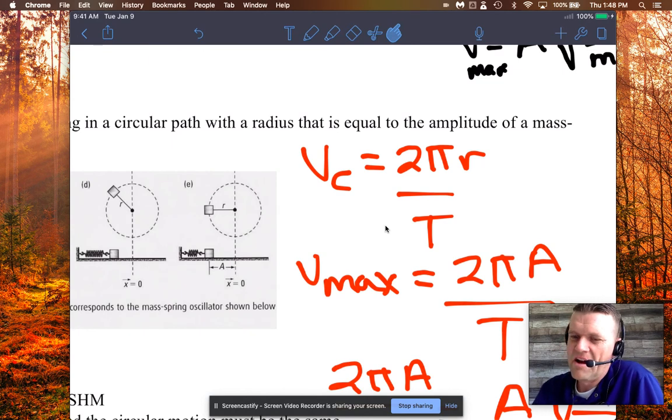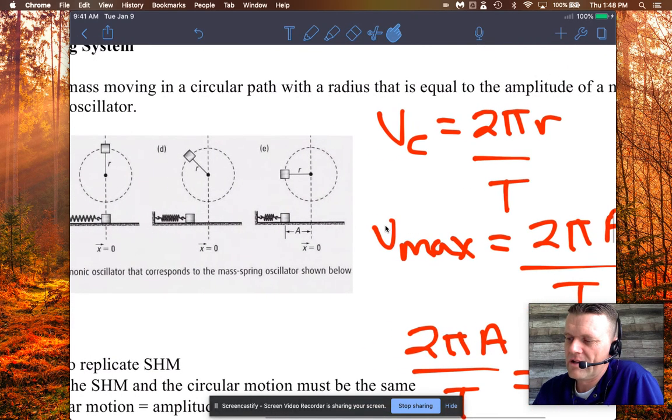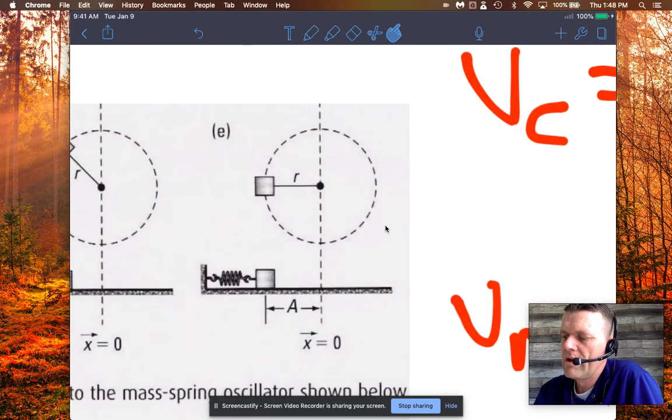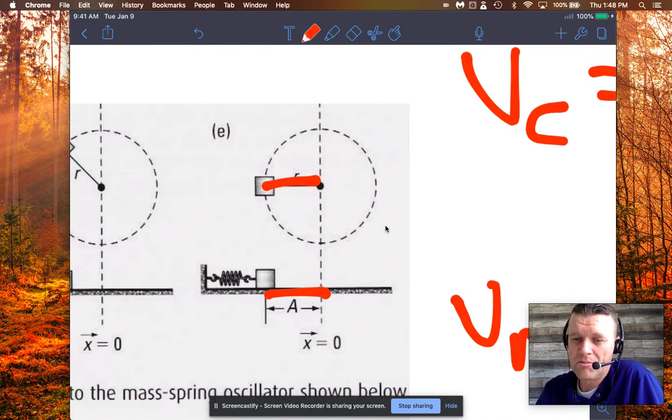But we're going to modify that a little bit because this mass that's going in uniform circular motion here, the radius of that movement matches the amplitude of the mass on a spring. Those are the same distance.